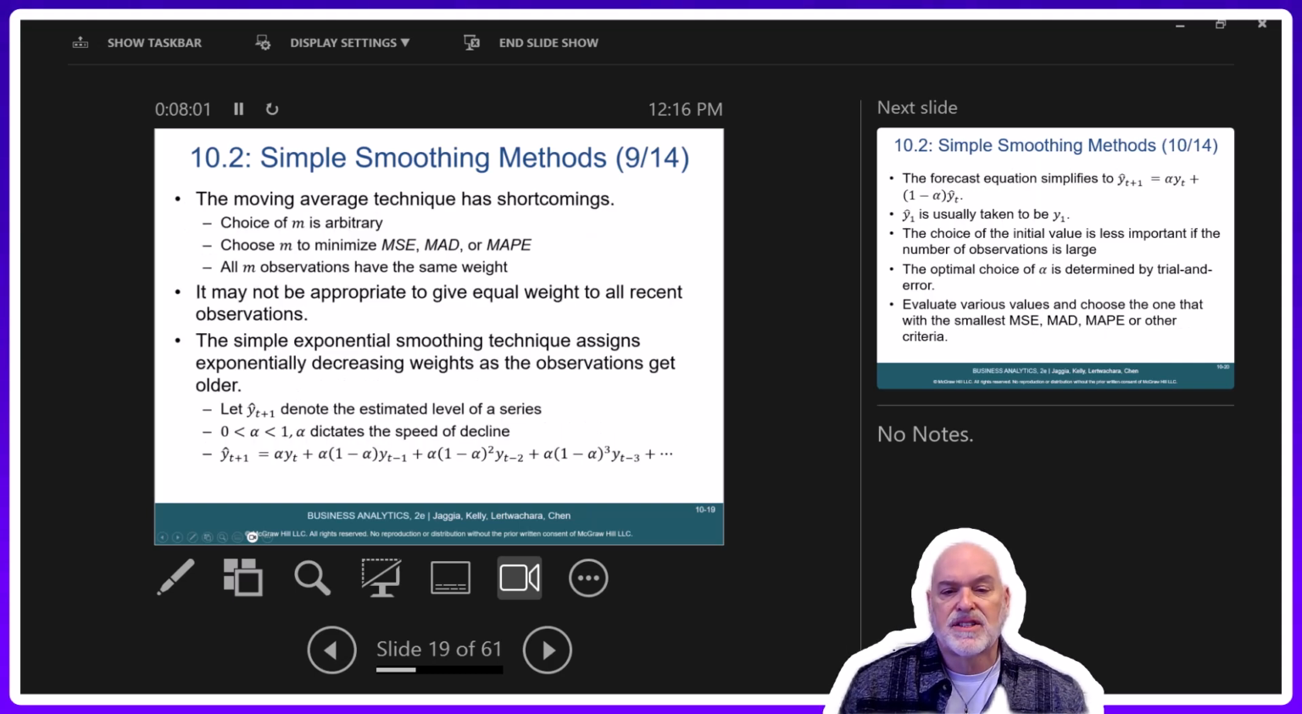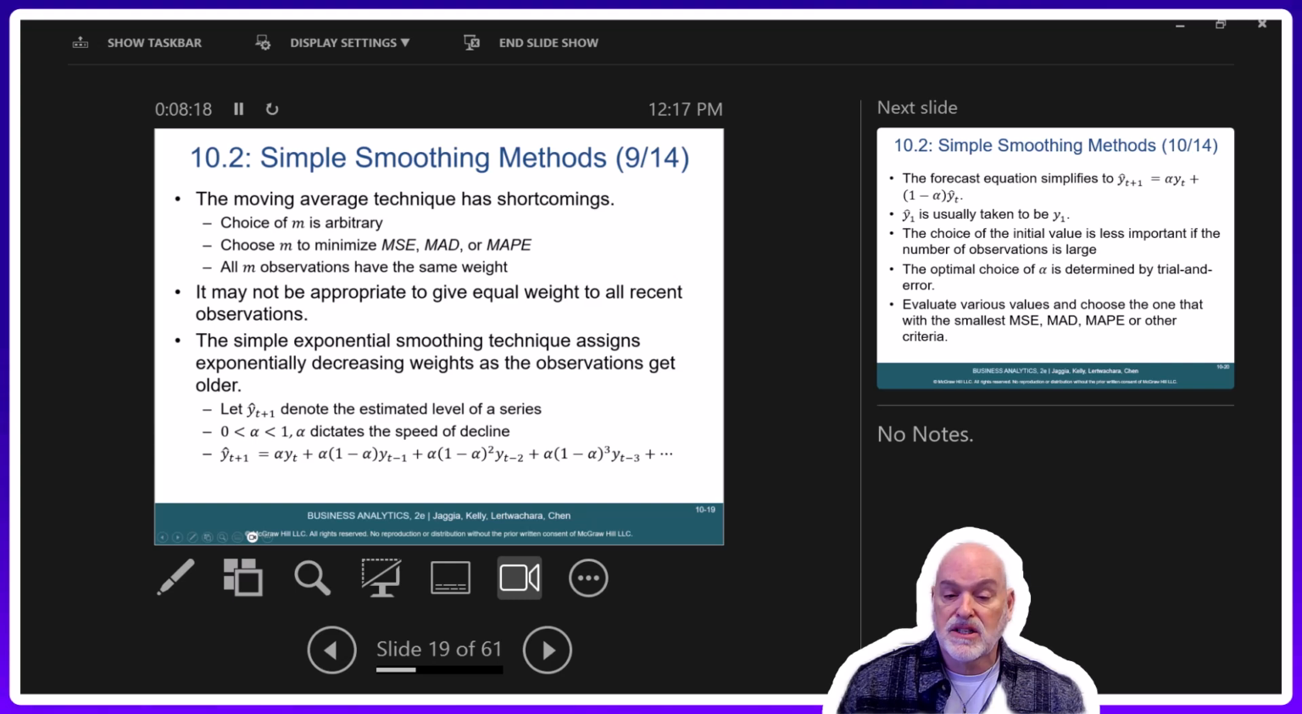The moving average technique has shortcomings. The choice of M is arbitrary, and we choose M to minimize MSE, MAD, or MAPE. Also, all M observations have the same weight. It may not be appropriate to give equal weight to all recent observations.